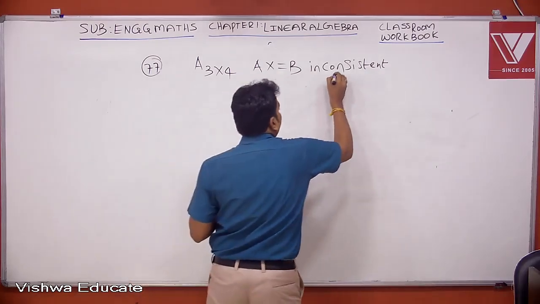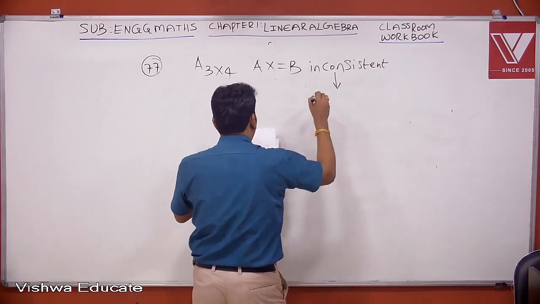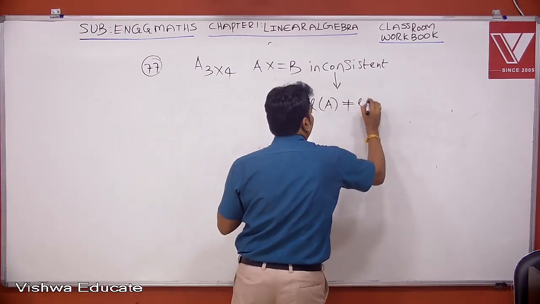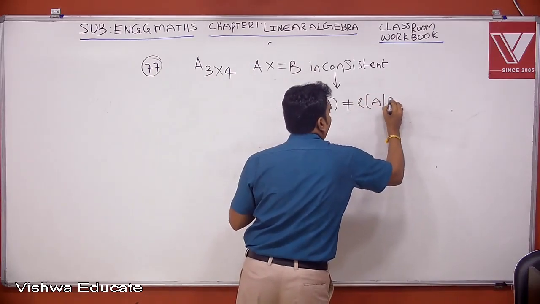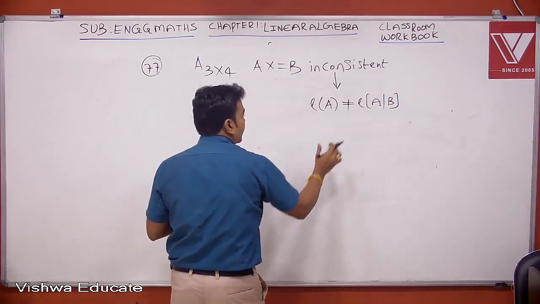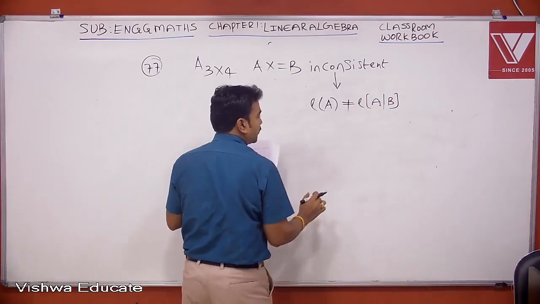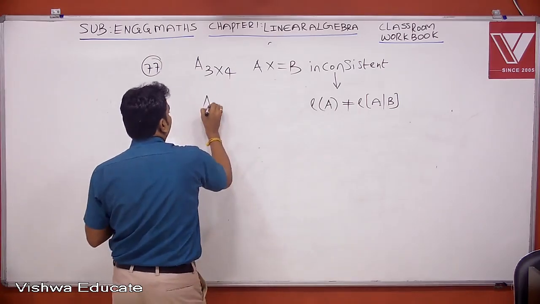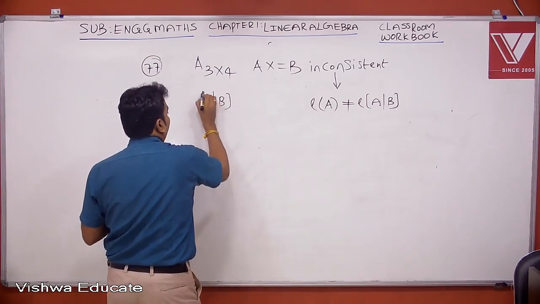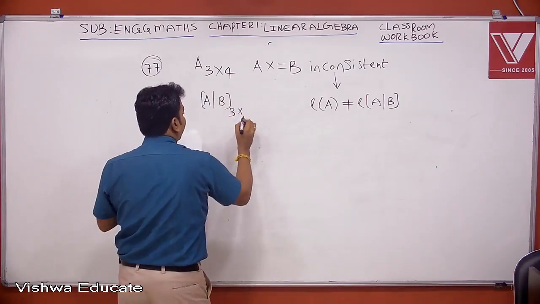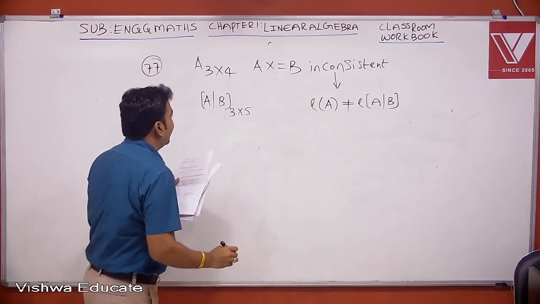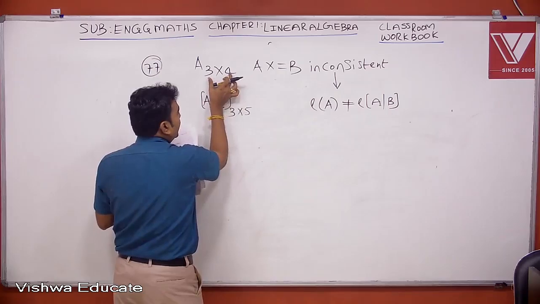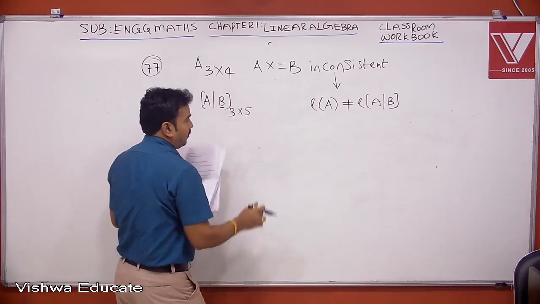What is the condition for inconsistency? The condition for inconsistency is that rank of A should not be equal to rank of the augmented matrix [A|B]. Now A is a 3 by 4 matrix, so the size of the augmented matrix will be 3 by 5, because one column will be extra.